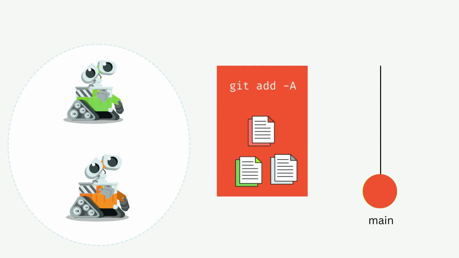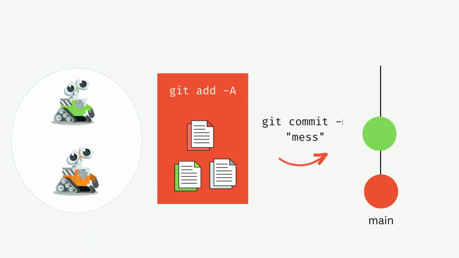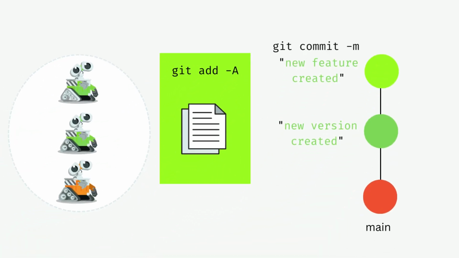Here I am using git add -a, which means I am adding all the files. If you want to add a particular file, you can use git add and the name of the file. Finally, commit these changes to your branch along with a message like new branch created. Similarly, if you have worked on a specific feature of the newly created version, you can commit those changes as well.